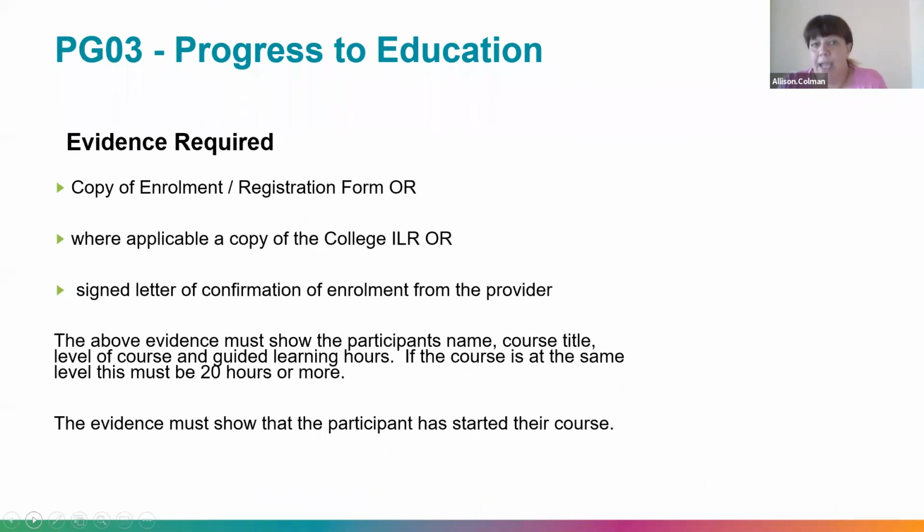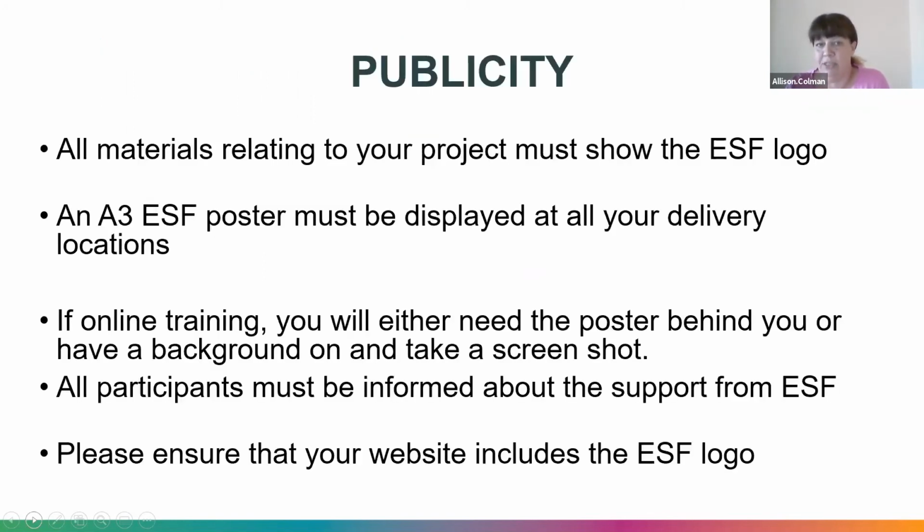So with education, again, like I said, it can be either into a college or it can be with a training provider. So you'd have a copy of the enrolment or registration form, where applicable, a copy of the college ILR or a signed letter of confirmation of enrolment from the provider. Now, the above evidence must show the participant's name, the course title, the level of course, and the guided learning hours. If the course is at the same level as what you've just been doing with them, then it needs to be 20 hours or more. But if you've been doing a level 1 and they progress onto a level 2, then it doesn't need to be that 20 hours, but it still needs to show how many hours that course is for. Again, they must have started.